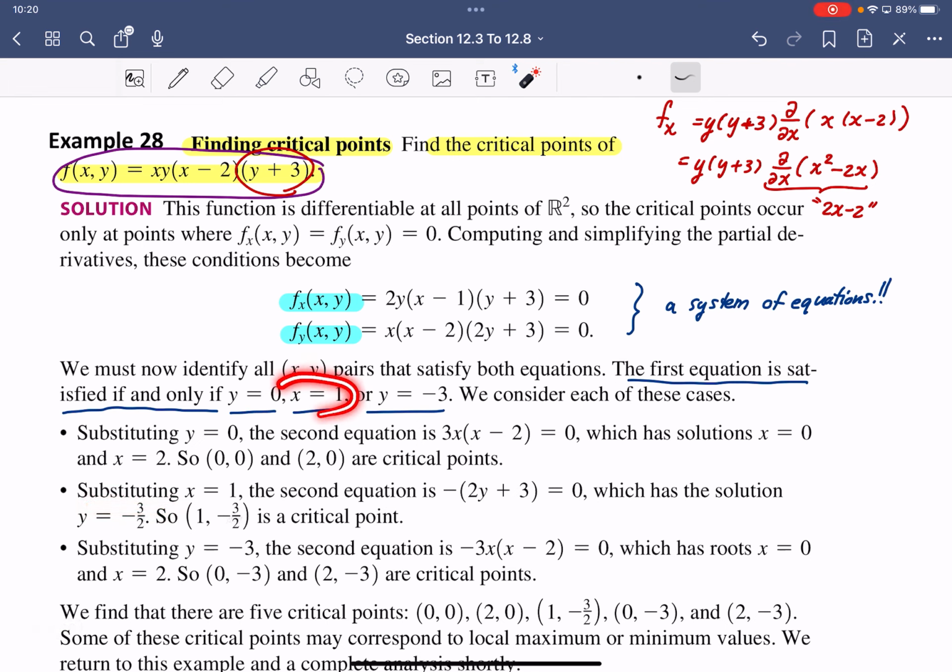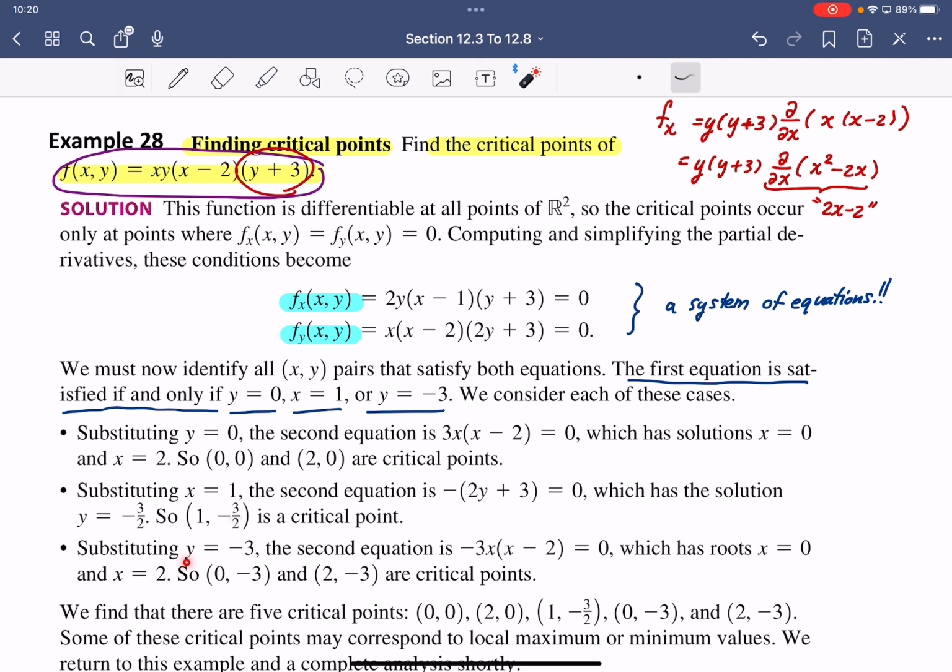Because this is the second solution from the first equation. So when you have x equal to 1, you plug in here 1, 1. So you're gonna get negative 2y plus 3 equal to 0. And then you solve for y, so you get 1 and minus 3 over 2 here. This is another critical point.